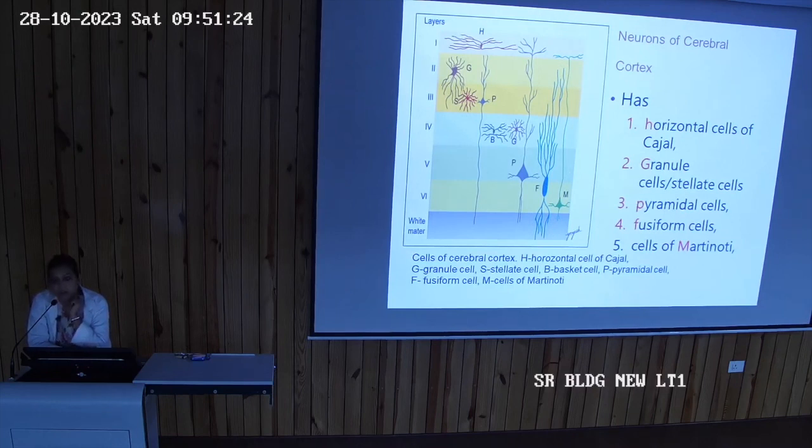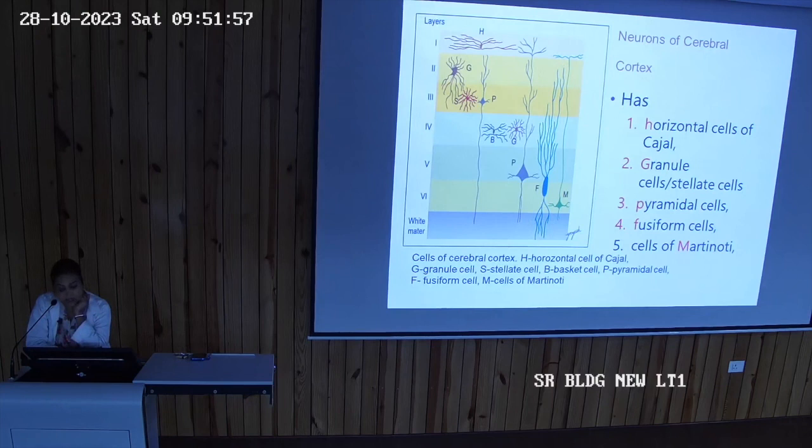One more important point of the pyramidal cells is that it has axons running downwards which form the projection fibers of the cerebrum. The projection fibers of the cerebrum are formed by axons of pyramidal cells. It has dendrites which run transversely and upwards, and its axons run downwards towards the deeper layer, towards the white fibers layer. So projection fibers of cerebrum are formed by pyramidal cells.